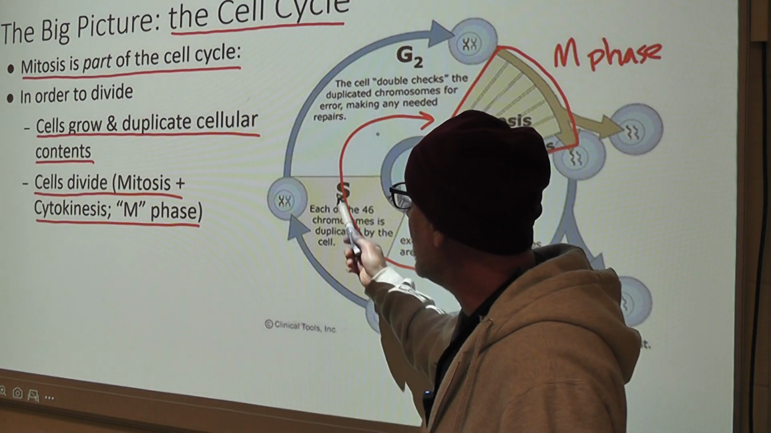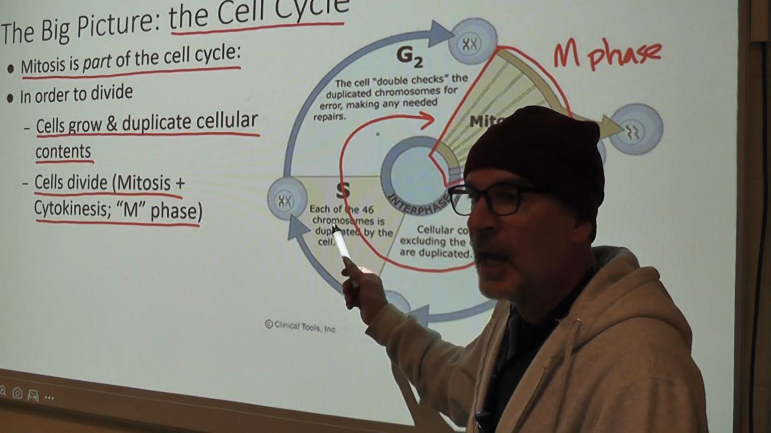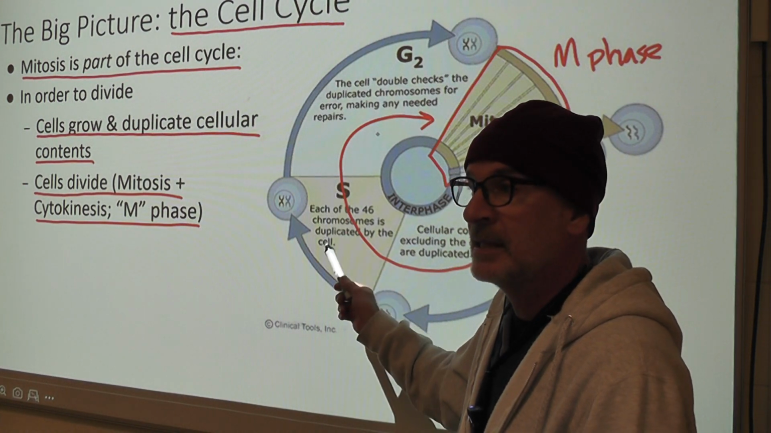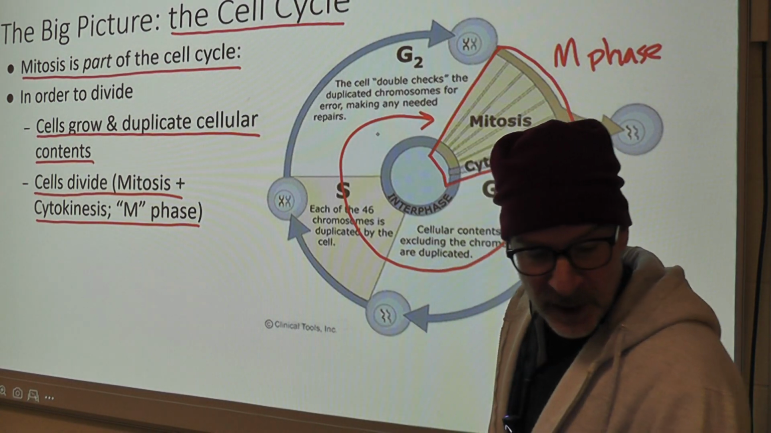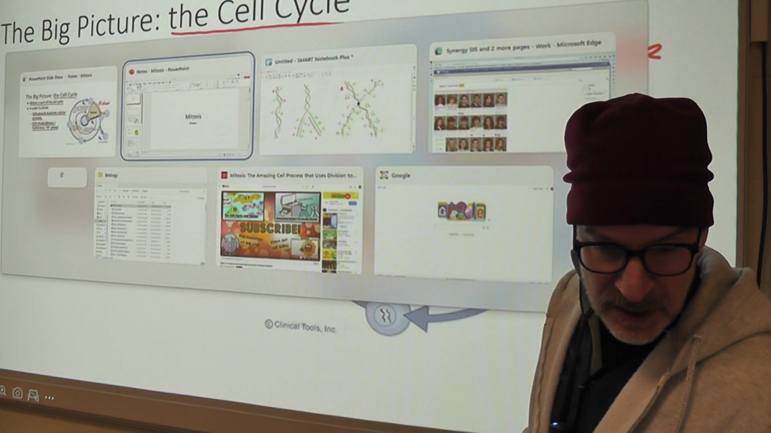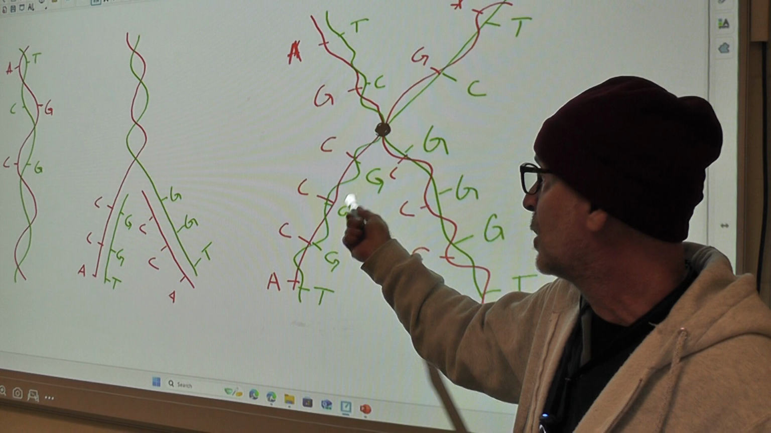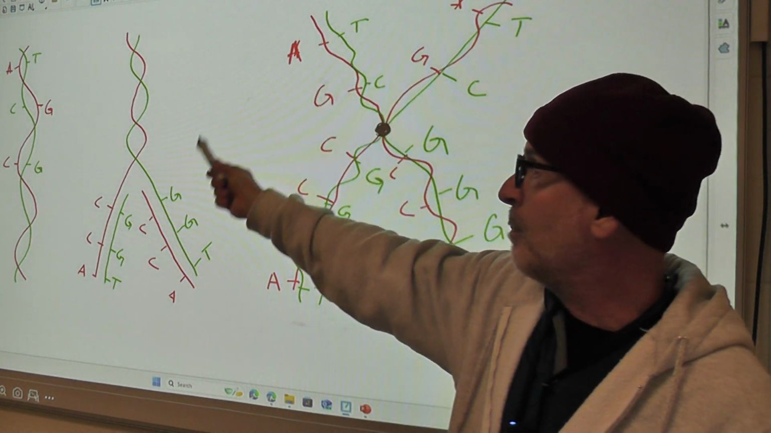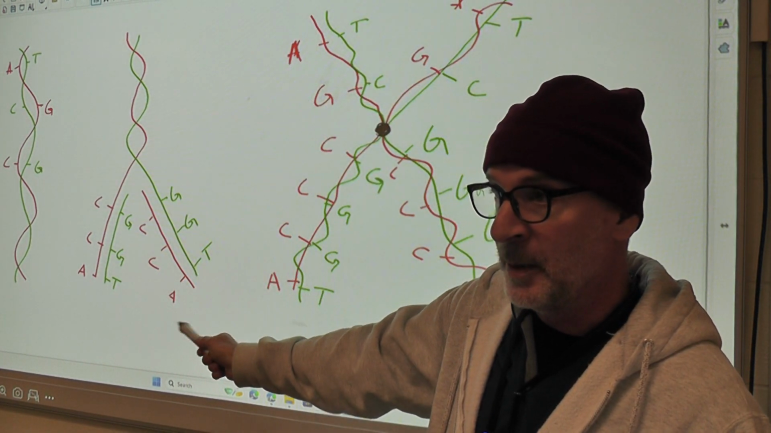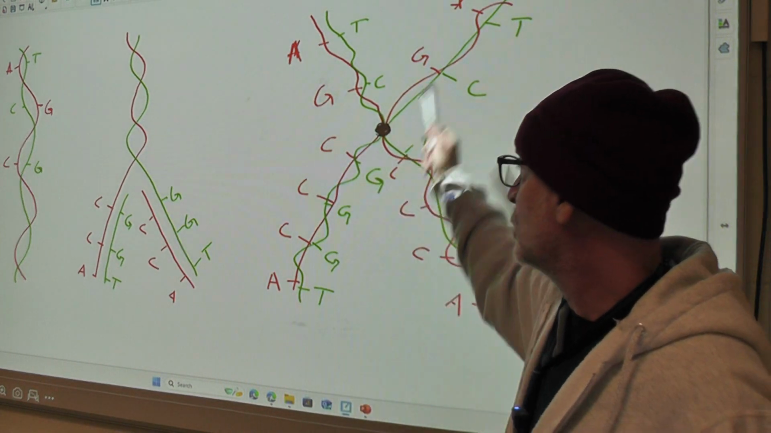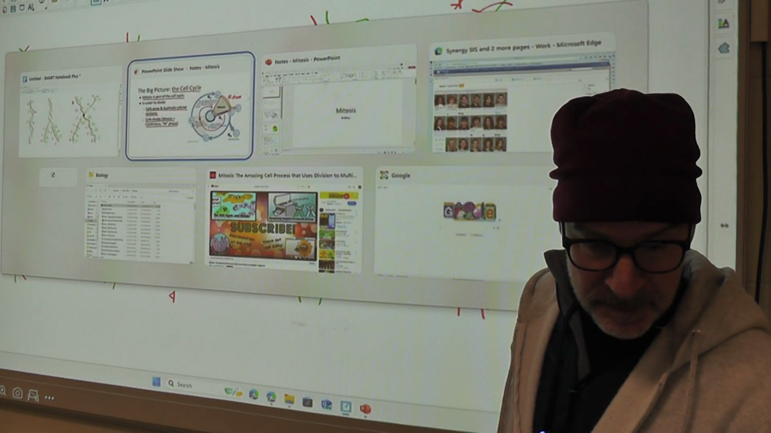During the S phase, this is when replication occurs. The DNA is synthesized, it's copied. The thing that I just showed you, that happens during the S phase. This is what's going on during the S phase. You go from single double-stranded pieces of DNA to double-stranded pieces of DNA.